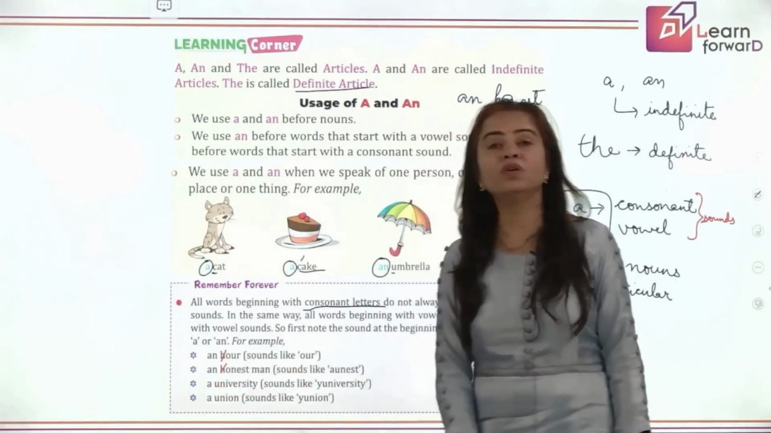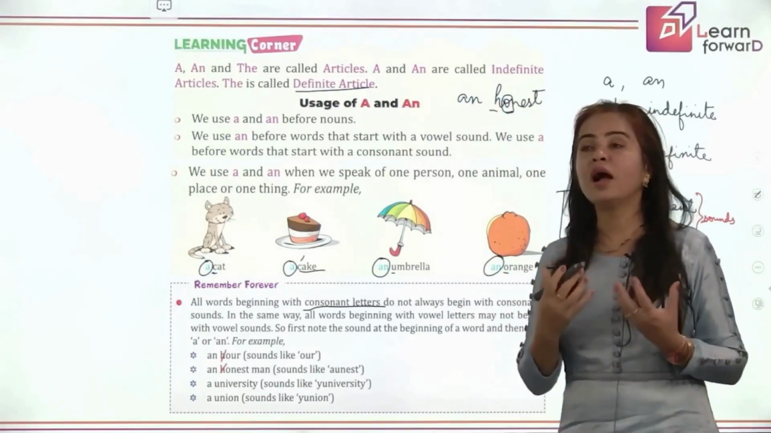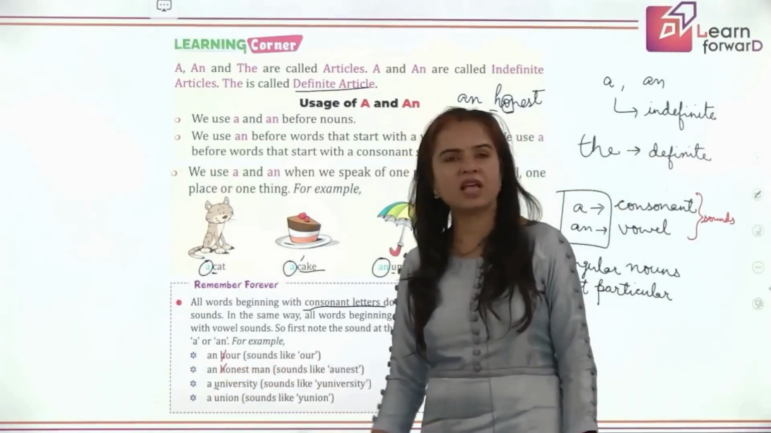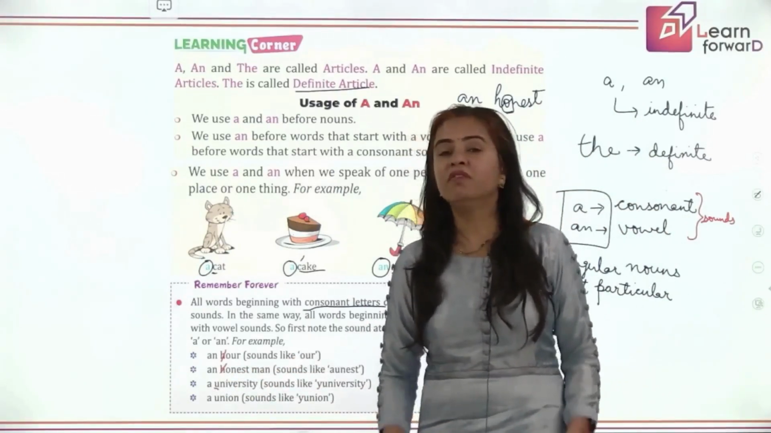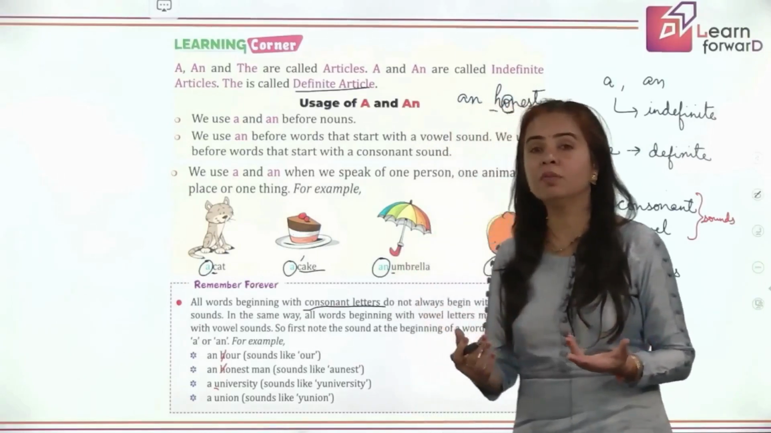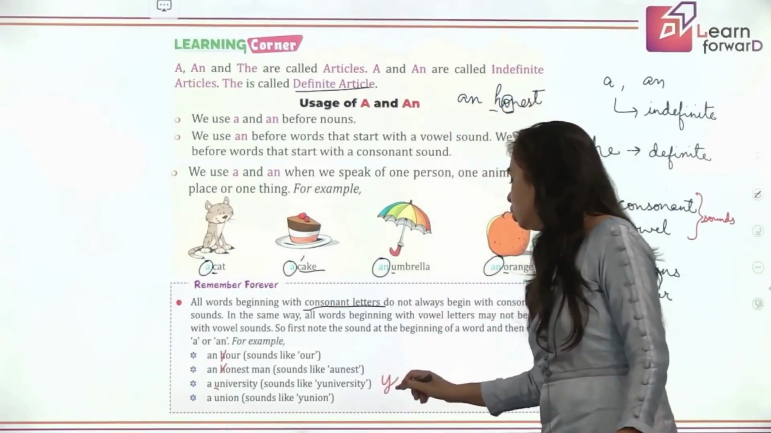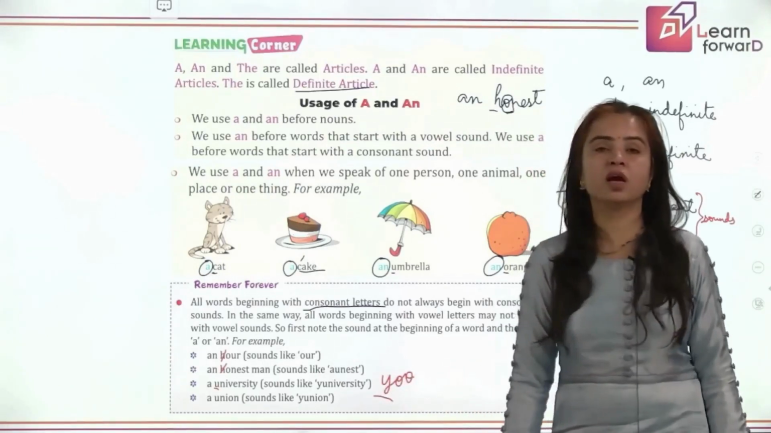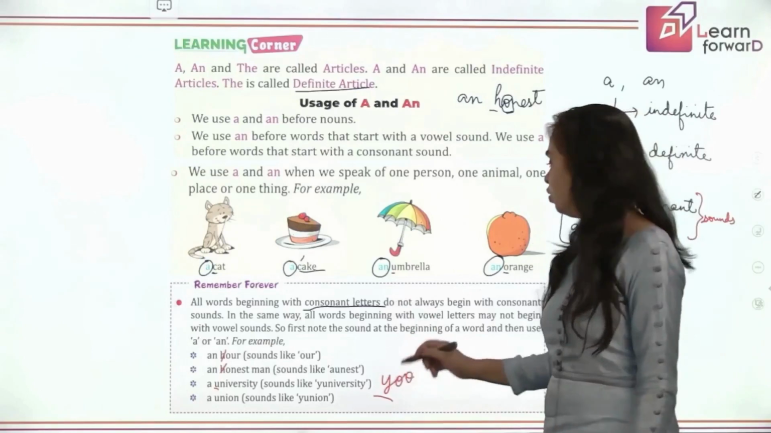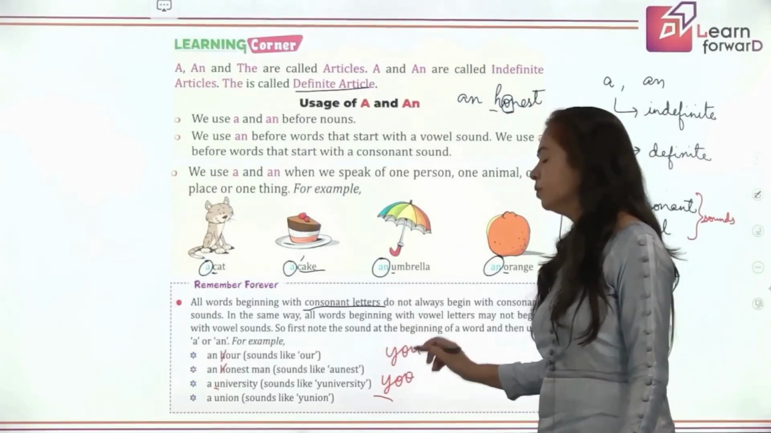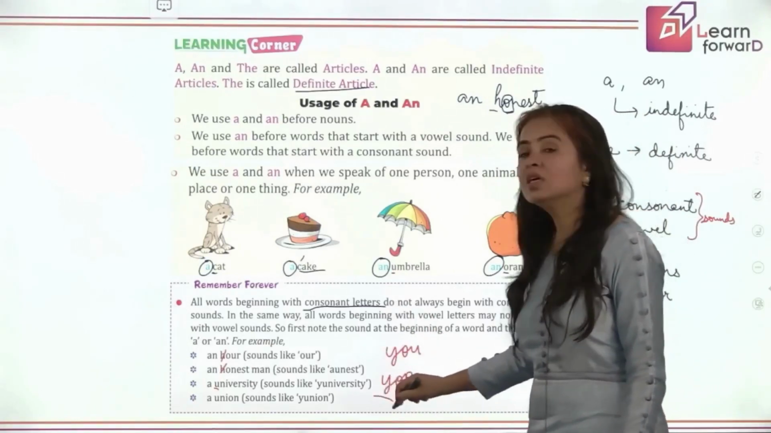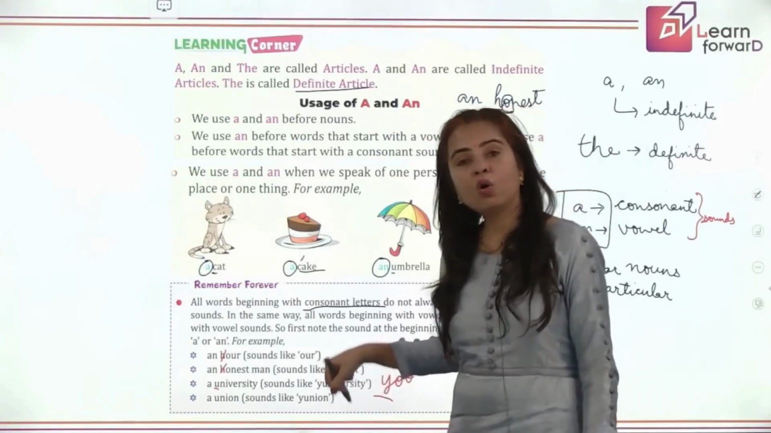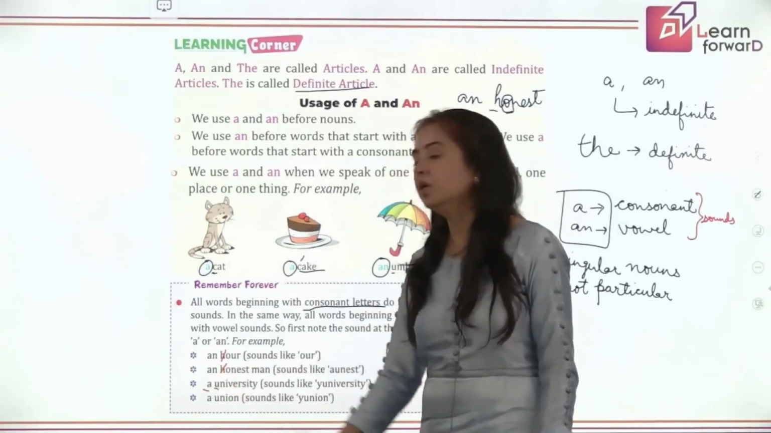A university, can you see? Although I am saying university, it is starting with U, which is actually a vowel. But when we are speaking, what is the sound coming? It is U. U like this. So it is the Y sound which is coming in the beginning. What is the spelling of U? Y-O-U, right? So this is the Y sound which is coming in the beginning. That is a consonant sound. So we will use here a.